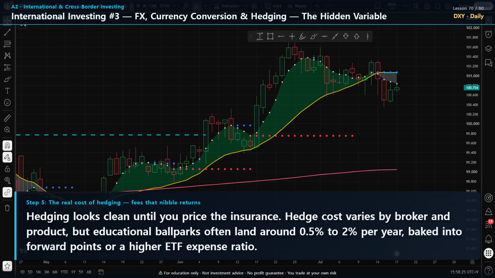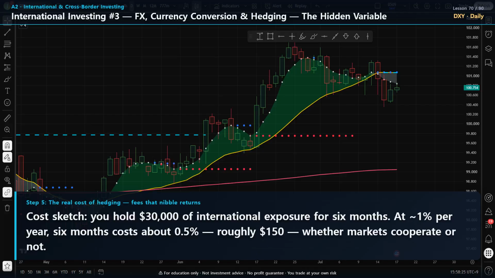Hedging looks clean until you price the insurance. Hedge cost varies by broker and product, but educational ballparks often land around 0.5% to 2% per year, baked into forward points or a higher ETF expense ratio. Cost sketch. You hold 30,000 of international exposure for 6 months.